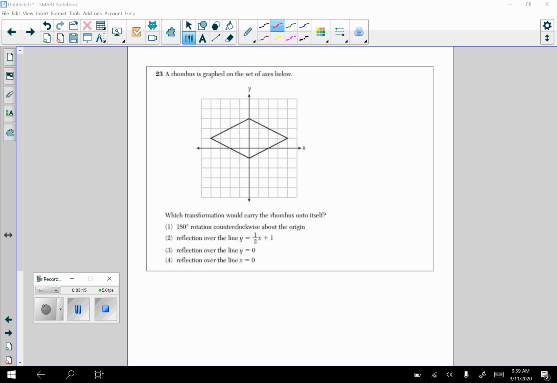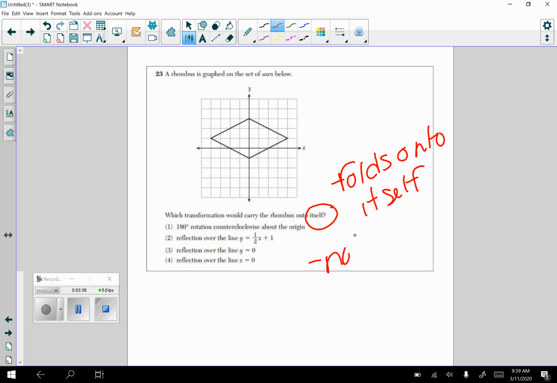Let's take a look at this question. A rhombus is graphed on the set of axes below. Which transformation will carry the rhombus onto itself? Remember, that means no overlapping, okay? It folds onto itself. Nothing overlaps or nothing hanging over. Please try this question on your own.